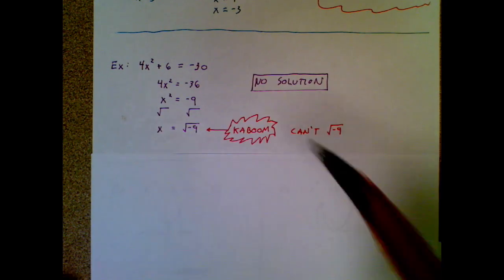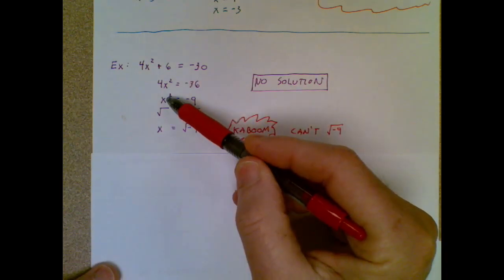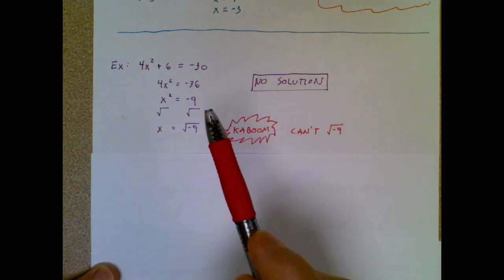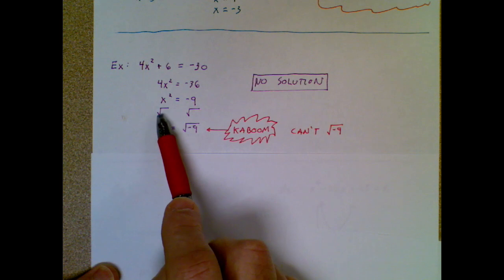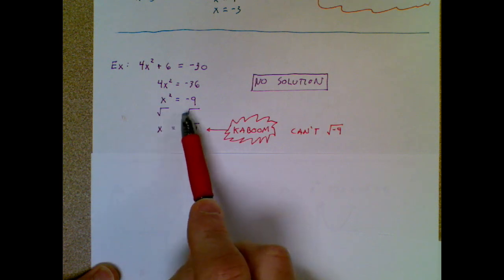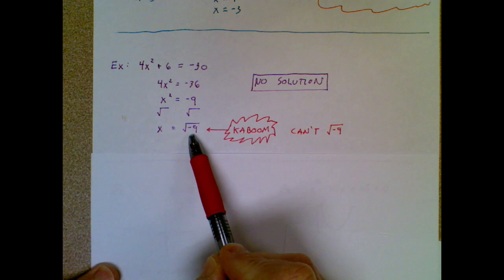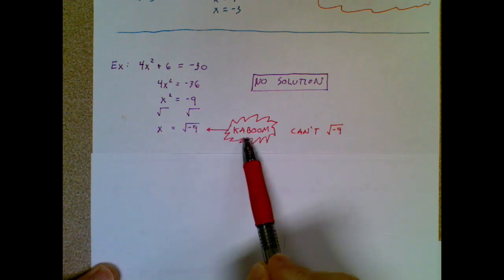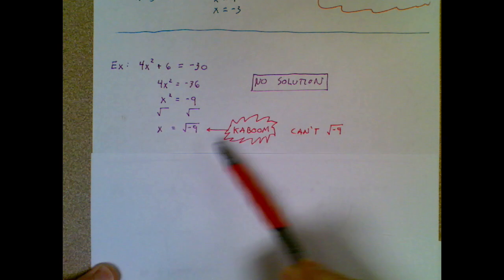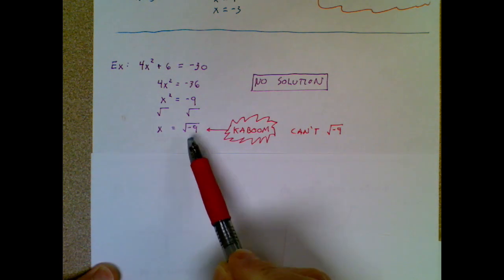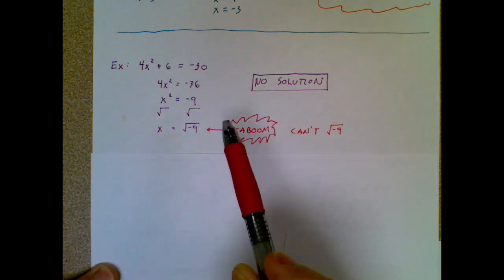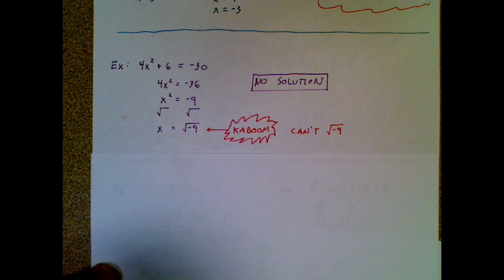As I go through these steps and I'm trying to get the x squared by itself, I eventually get to the point where I need to square root the left-hand side and square root the right-hand side, which means I need to do a square root of -9, and go ahead and try that on your calculator. Kaboom! You can't square root a negative number. This is a sure sign to you that you have no solution. Anytime you end up square rooting a negative number, you will have no solution.